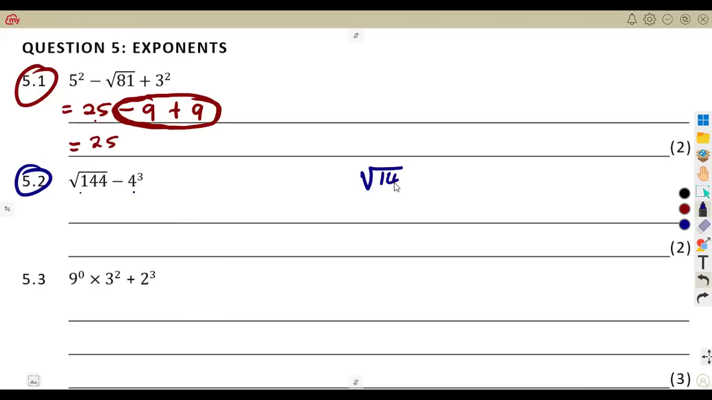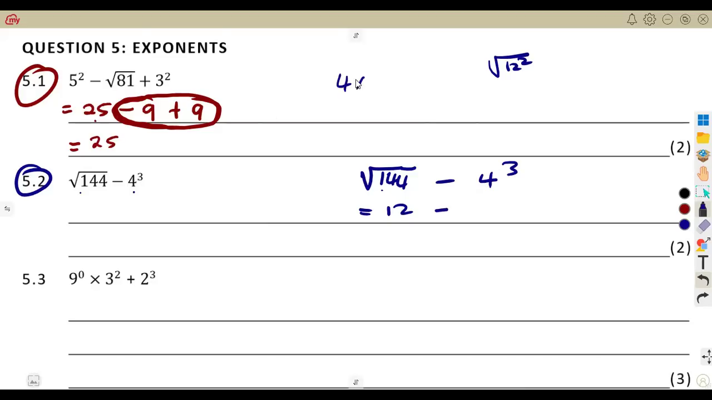On 5.2, the square root of 144 minus 4 to the exponent of 3. What is the square root of 144? The number that multiplies itself to give us 144 is 12. Remember, the square root of 12 squared, 12 times 12, is 144. Minus 4 to the exponent of 3.